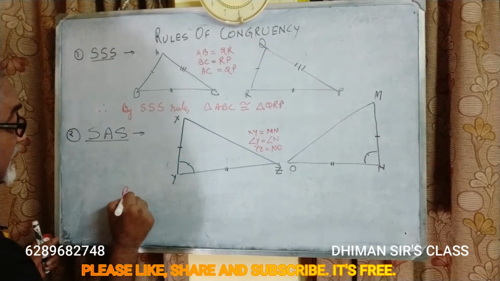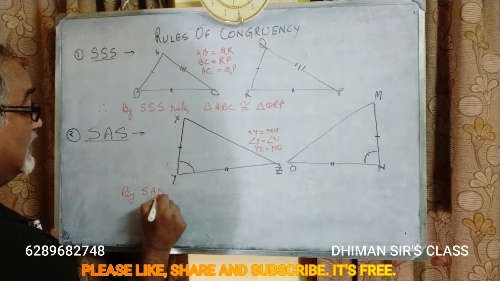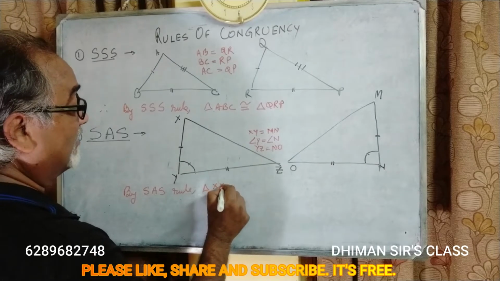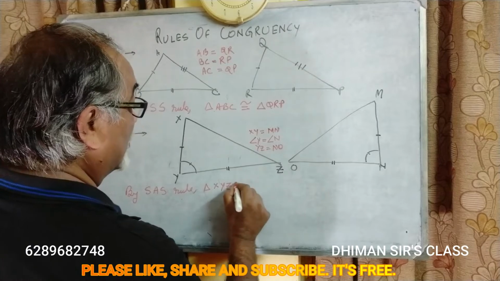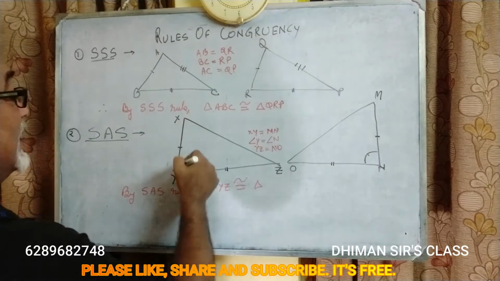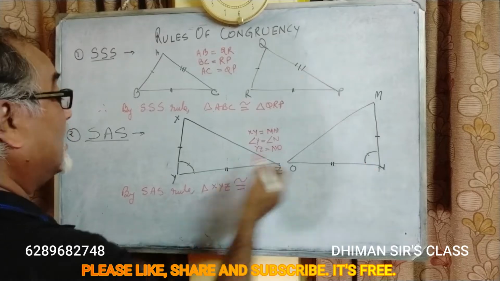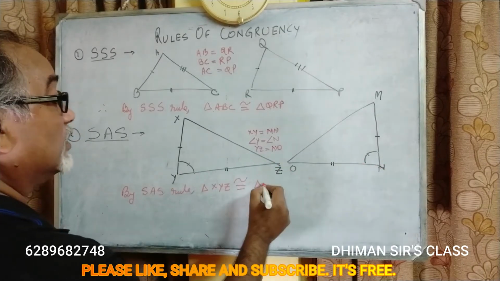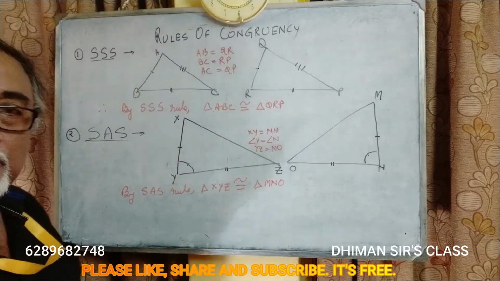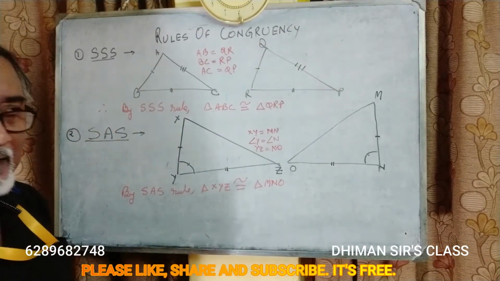So by side angle side rule, triangle XYZ is congruent to triangle MNO. XY equal to MN, and then this angle is equal, and then YZ equals NO. So triangle MNO. Okay, students? Now, you can copy it down. Pause the video, copy it down. Let's move on to the next one.